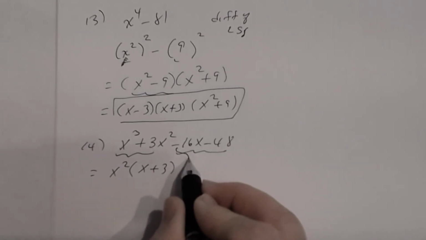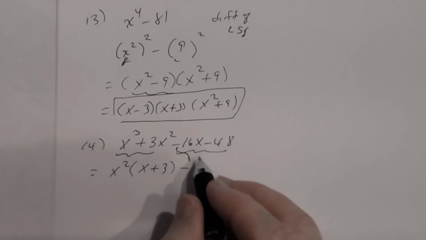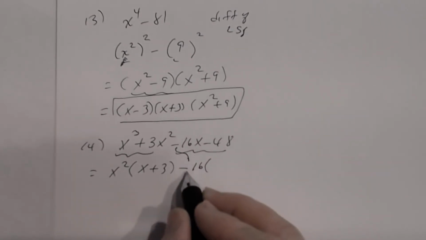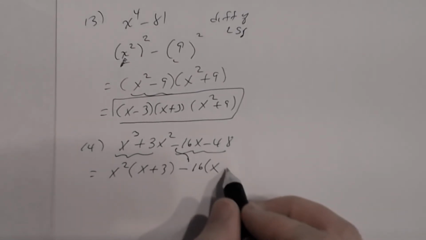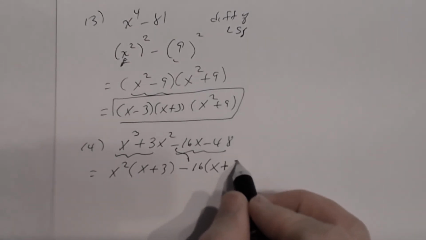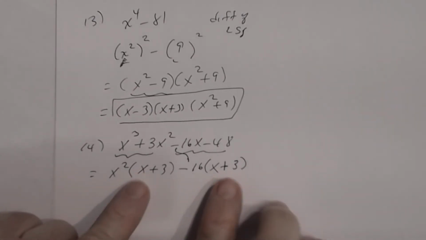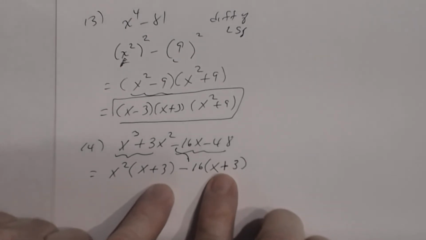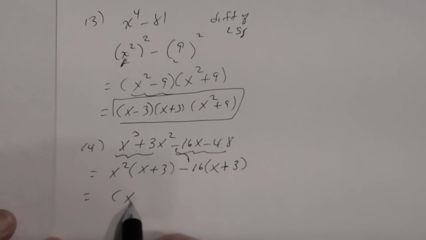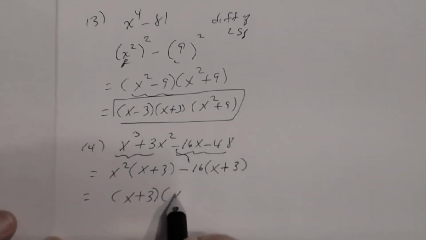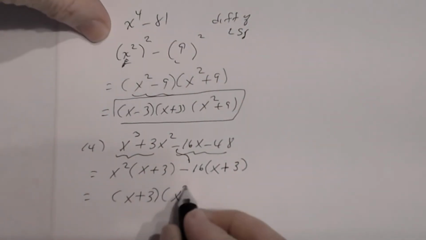In the second group, remember, always factor out that sign here. So we have negative GCF, and it looks like that is 16. Okay, and so a negative 16 times x is a negative 16x, and a negative 16 times a positive 3 is a negative 48. And so now notice, those two groups have that x plus 3 as a common factor, so I can factor that out. And so when I do that, I get x plus 3 times x squared minus 16.